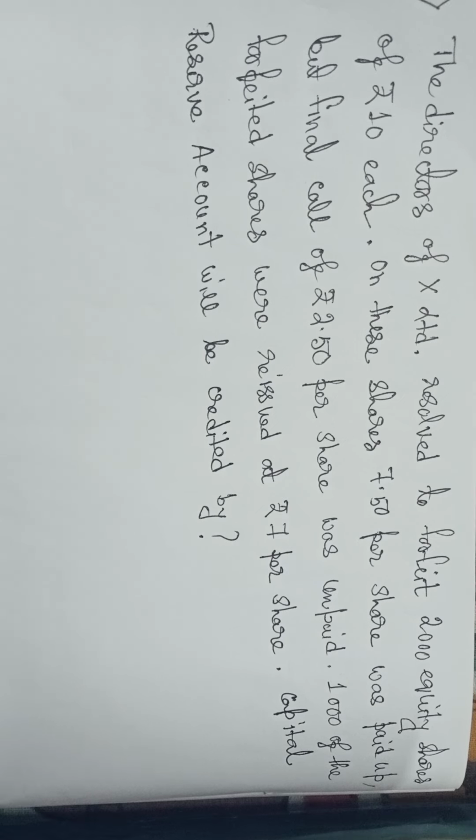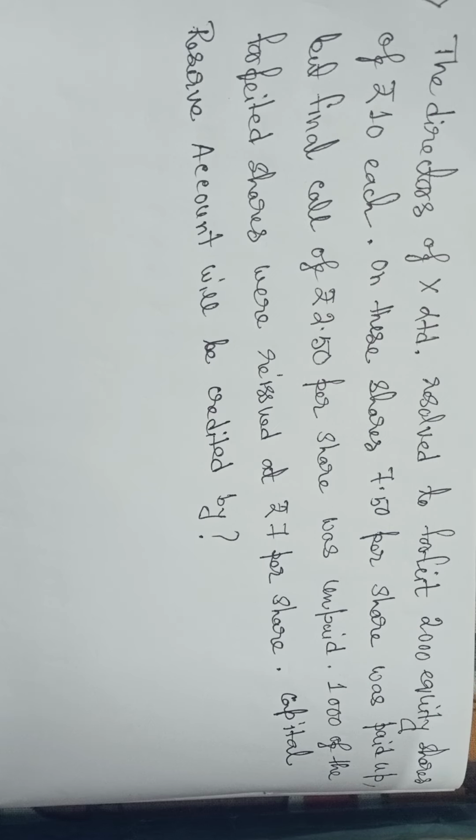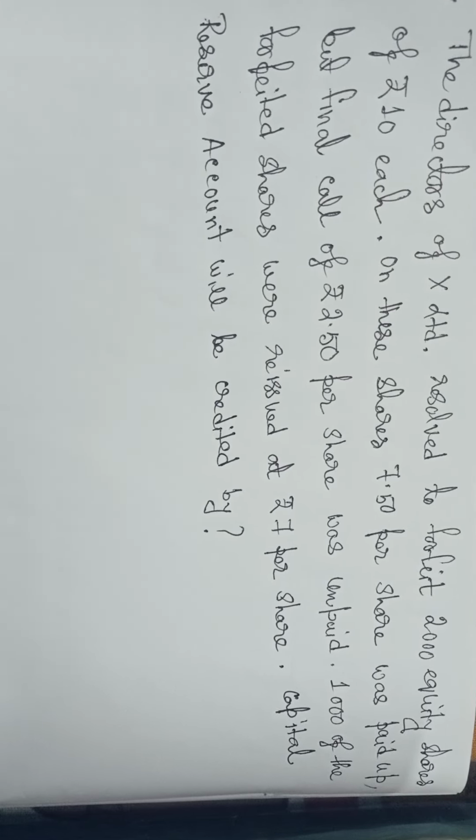So this question once appeared in UGC NET exam. So you all know that a company has the right to forfeit the shares when the shareholder is unable to pay the amount either on allotment or in first call and second call or final call or all of them. So here the company forfeited 2000 equity shares of rupees 10 each. On these shares, previous shareholders had paid up to rupees 7.50. So 7.50 amount will be transferred to share forfeiture account.